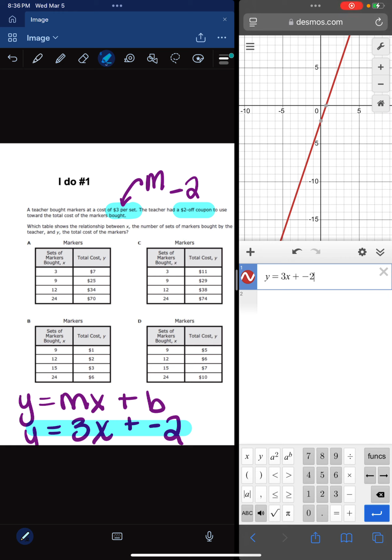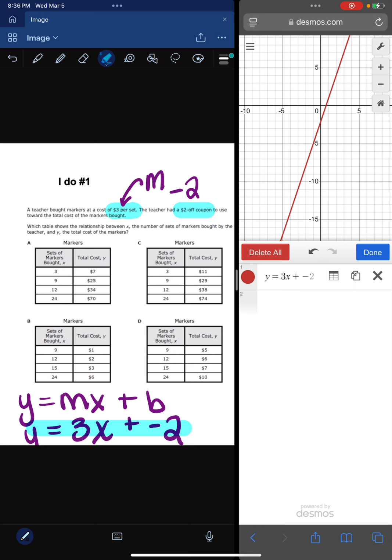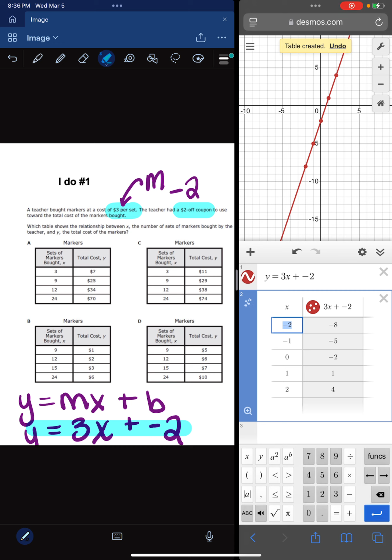This time we will use the equal sign. And then what we'll do is we'll go ahead and click on settings right here. And you'll see this menu pop up. You're going to click on the table. Basically, now all you have to do is change the x values until we find one that matches with our answer choices. So I'm going to go ahead and I notice here that these are my x values. So I'm going to go ahead and change them. 3, 9, 12. Some of them have 15 and 24.